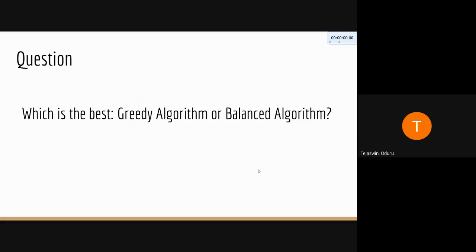The question here is, which is the best among greedy and balanced? As we can see, the competitive ratio is 3/4 for balanced, which is 75%. It's more optimized than greedy. So the best algorithm is the balanced algorithm.